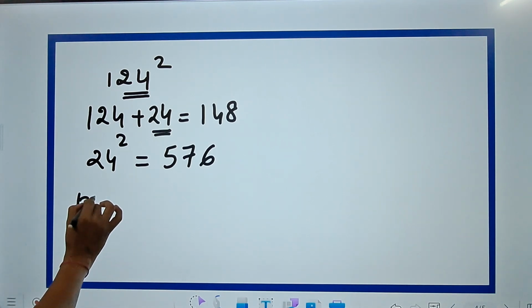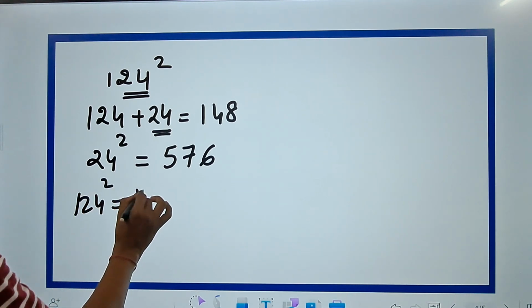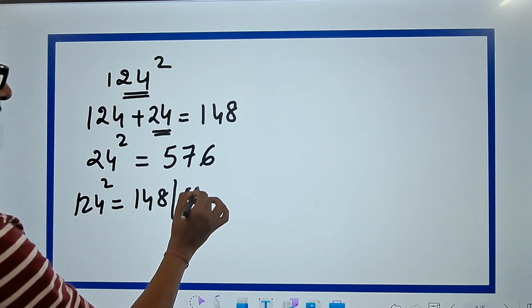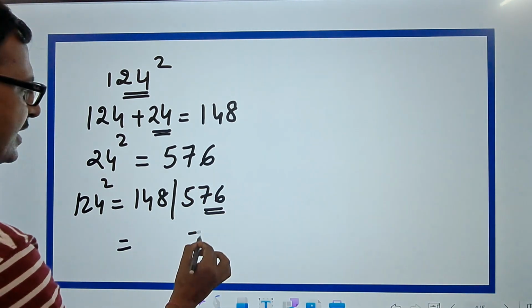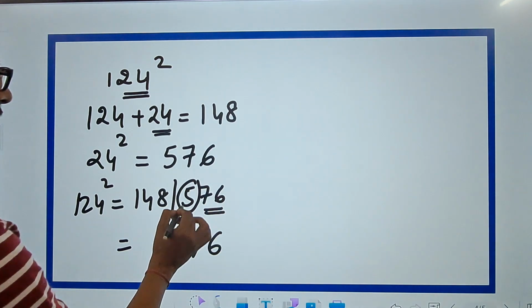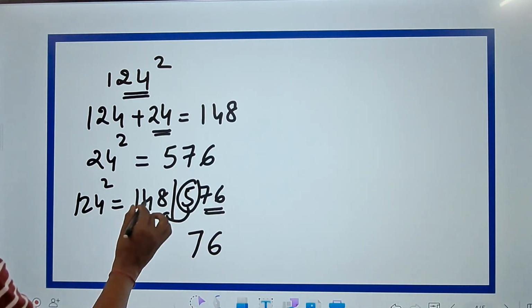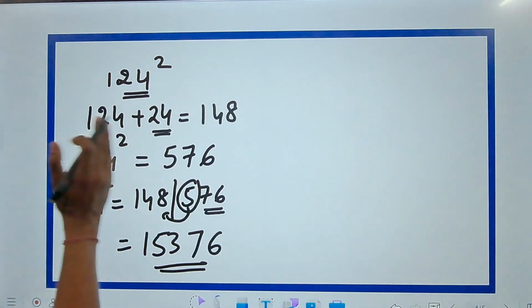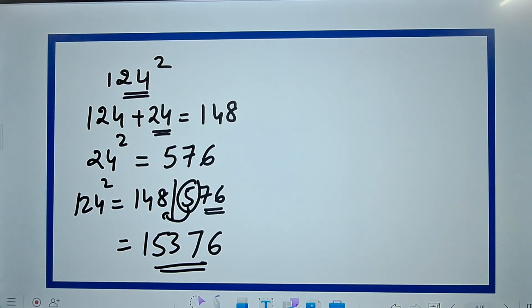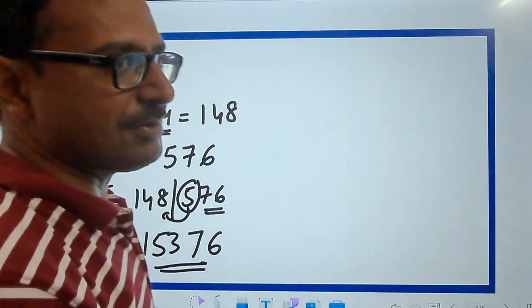So 124 square will be 148, that's the first part, and 576 is the second part, but I need only 2 digits here. So my answer will end in 76. This 5 will be carried forward here. So 148 plus 5 is 153, and here we go. 124 square is indeed 15376.